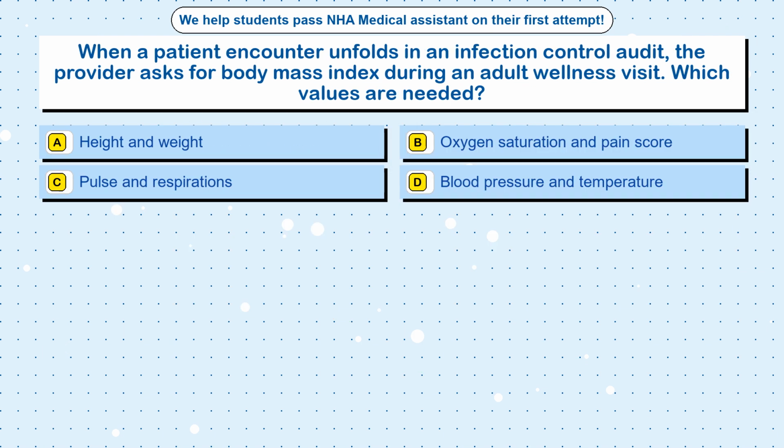Question 27. When a patient encounter unfolds in an infection control audit, the provider asks for body mass index during an adult wellness visit. Which values are needed? Option A. Height and weight. Option B. Oxygen saturation and pain score. Option C. Pulse and respirations. Option D. Blood pressure and temperature.